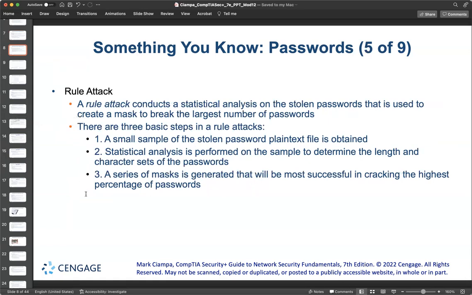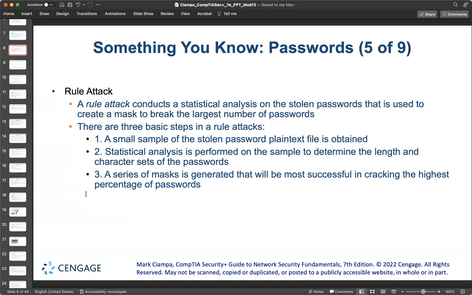Then we do have the rule attack, which conducts a statistical analysis on the stolen passwords that is used to create a mask to break a large number of passwords. So basically what happens is, first, the attackers steal a small sample of passwords in plain text, right? So they successfully steal some plain text passwords, or they can even obtain those from the dark web in return for some Ethereums or Bitcoins.